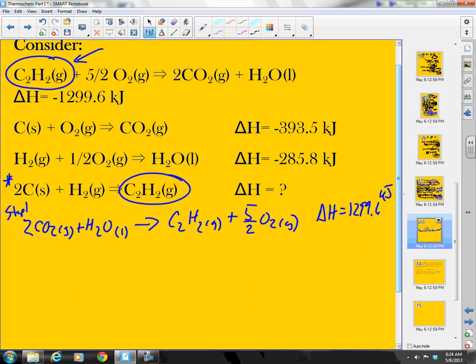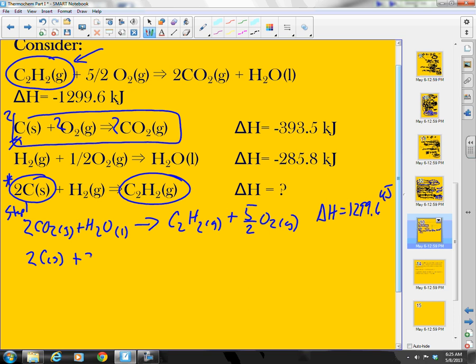Now, what else do I need? I need to have 2 carbons on this side. Well, I only have 1 carbon here, and it's the only place I have single carbons, right? So what do I need to do? I need to double that. So I have to multiply this by 2. So step 2 will be 2 carbons plus 2 oxygens, and we better watch the state here, gas, yields 2 carbon dioxide gases.